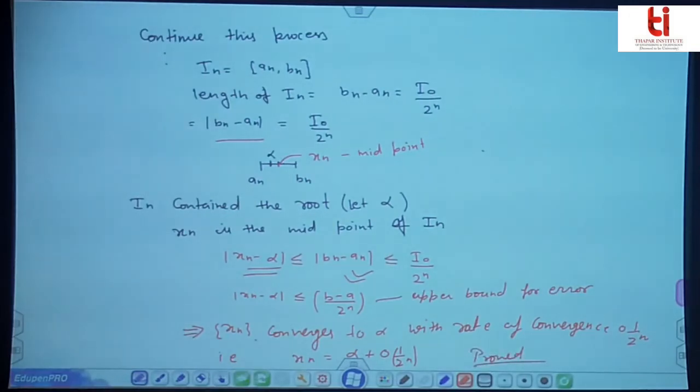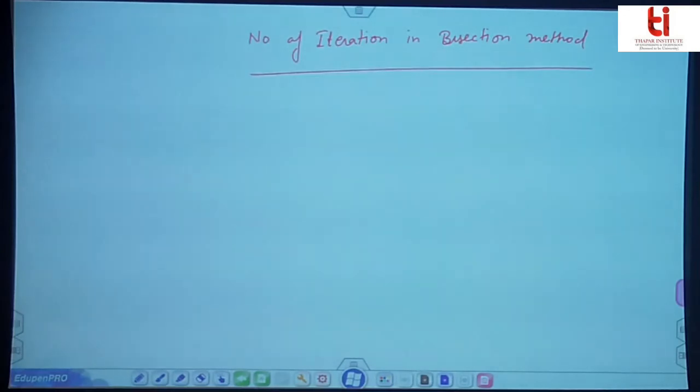Next is the number of iterations in the bisection method.